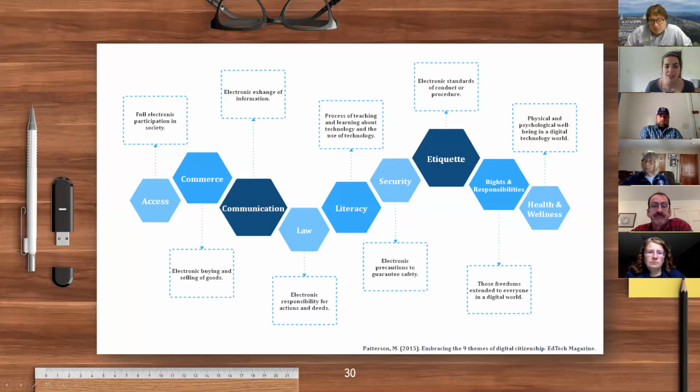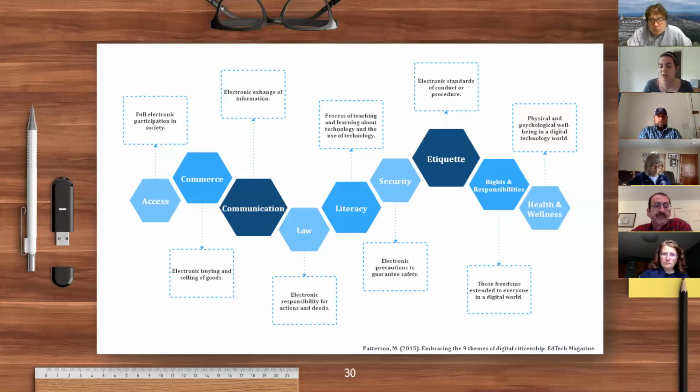And so access would be the full electronic participation in society. Do students have access to their learning? Do they have the ability to connect? Do they have access to the learning materials? Do they have access to your LMS? Do they need accommodations to be able to access materials? Do you have students who might have a disability in your class and might need those types of accommodations? Those kinds of things are good to think about.